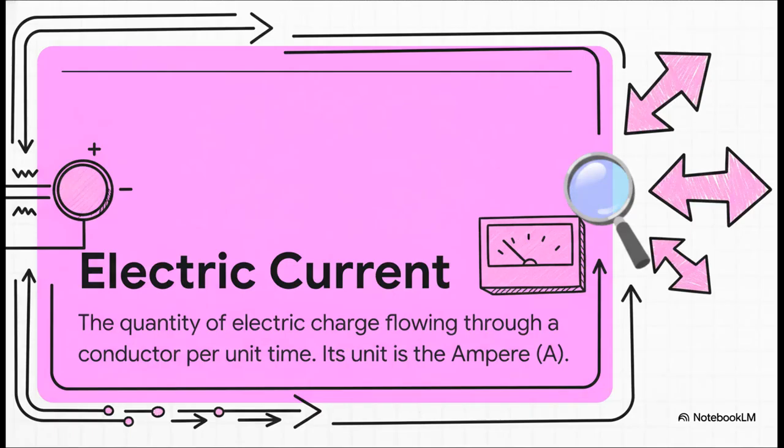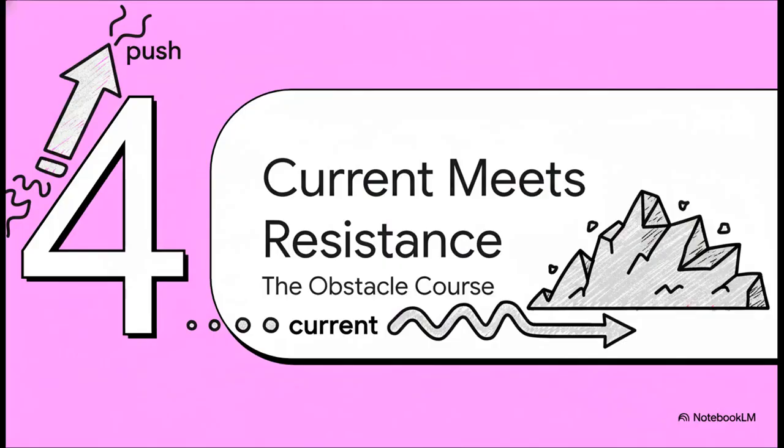So, just to be clear, voltage is the push, and electric current is the actual flow of charges that happens because of that push. We can actually measure how much charge is flowing past a point every second, and we call that unit the amp, or just amps for short. Okay, so we've got a push, that's voltage, and that push creates a flow, that's current. But what happens when that flow hits an obstacle or a roadblock? Well, that's where our third and final key player comes into the picture.